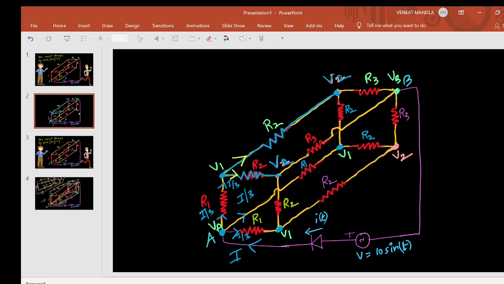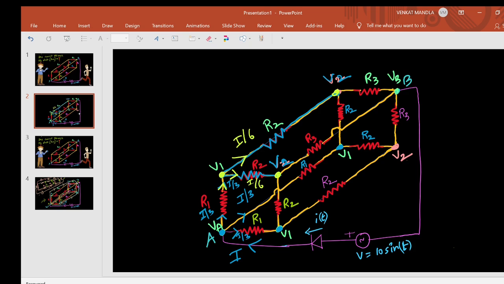Two paths are there. But how does the current divide equally? Because here the voltage is V1, and here the voltage is V2. The current is V1 minus V2 by R2. In this branch also the current is V1 minus V2 by R2. The current divides equally. Here I by 3 is the total current, and here I by 6, here I by 6.